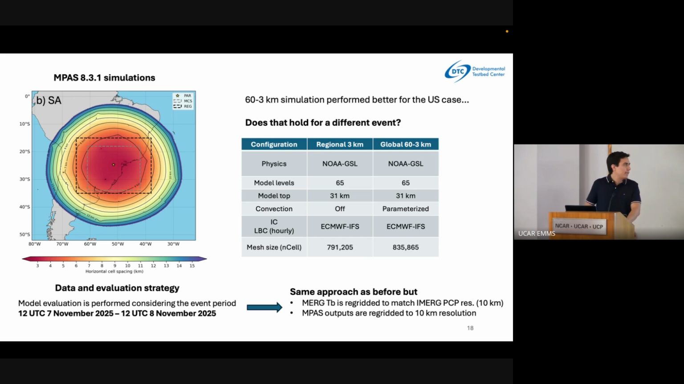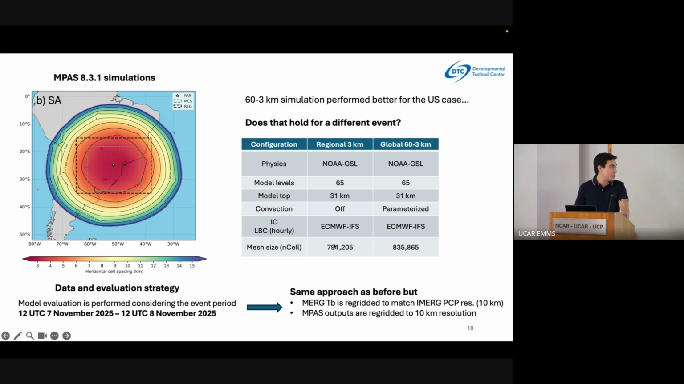So basically, for this case, we just tried the NOAA-GSL physics suite. The approach is pretty much the same. We just tried to make sure that the regional domain has the same amount of mesh size to ensure a fair comparison in terms of computational resources. And the data and evaluation strategy, again, is the same. Basically, what changes is the period.